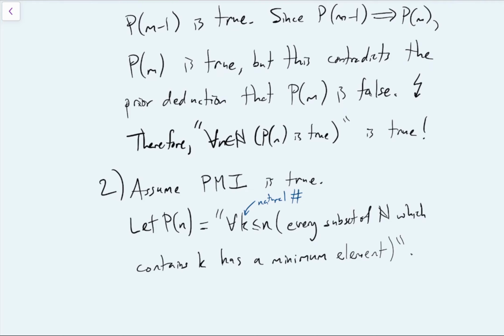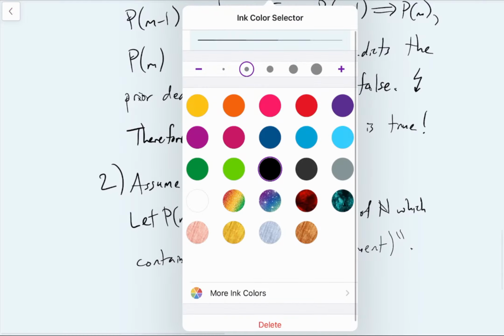So for example, the statement P of 1 says two things really. The statement P of 1 says first of all that every subset of n which contains 0 has a minimum element, and that every subset of n which contains 1 has a minimum element. So let's prove this. We're going to prove this by induction, of course.